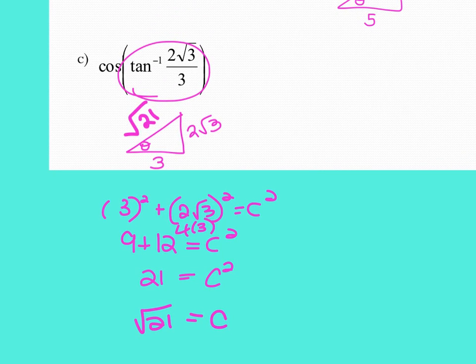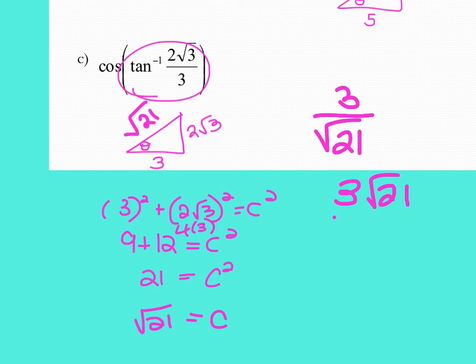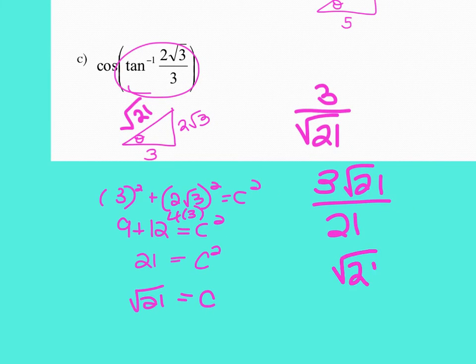And now the outer thing is telling you find the cosine of that same angle. Cosine is adjacent over hypotenuse, or 3/√21, which is 3√21/21. And that reduces to √21/7. Questions on that one?